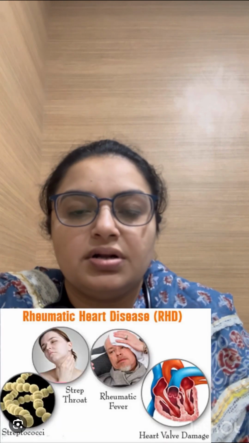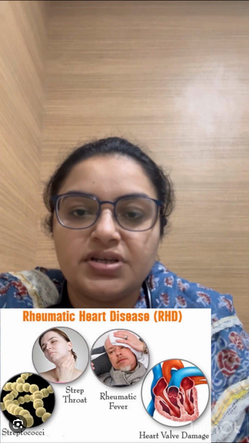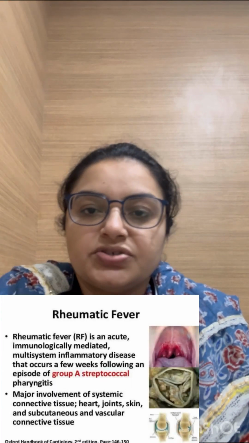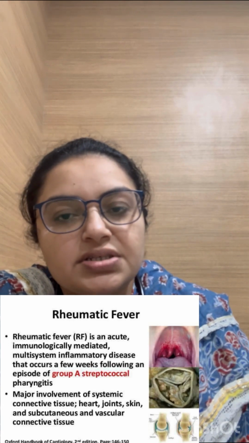Now after arthritis, next is carditis. Carditis in acute rheumatic fever is usually a pancarditis that involves all three layers: endocardium, myocardium and pericardium. Valvulitis is the hallmark of the cardiac involvement in acute rheumatic fever. In valvulitis, the mitral valve involvement is the most common.